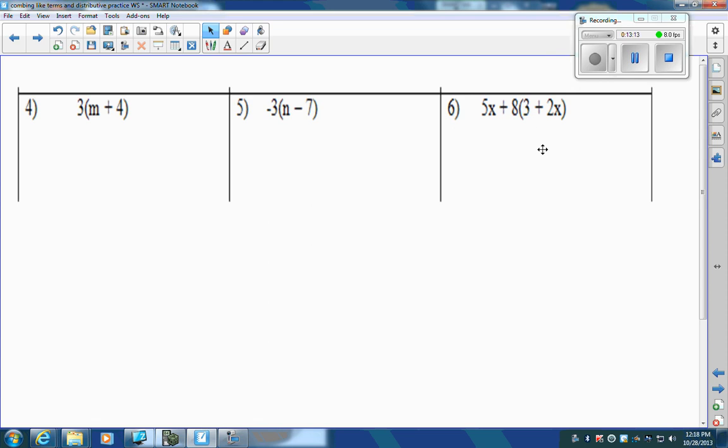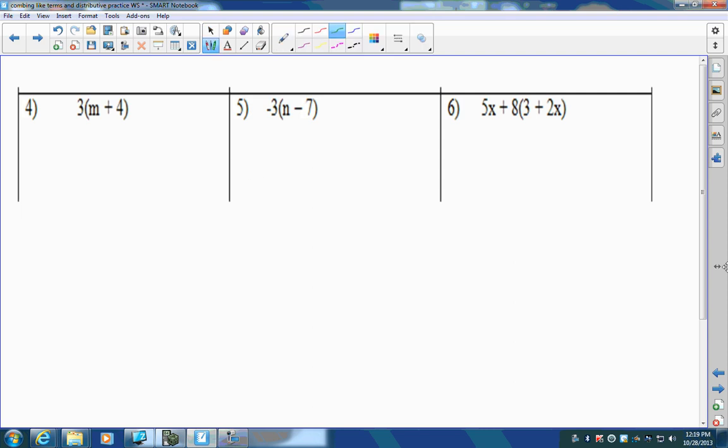Now let's do number 5, please. On number 5, the number that is outside the parentheses, I have negative 3 times n, negative 3n. Negative 3 times negative 7 is positive 21. Then to check, you should have checked it in the calculator.